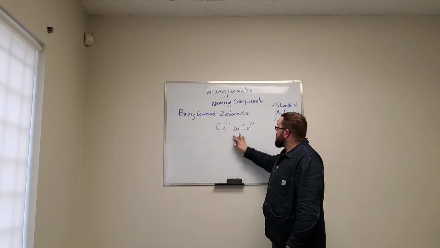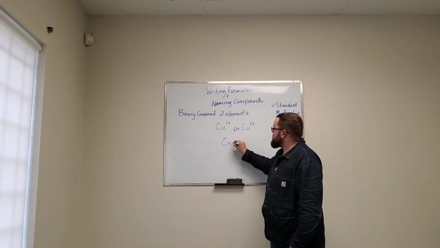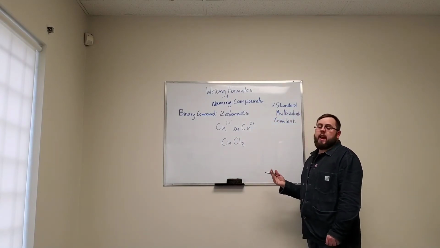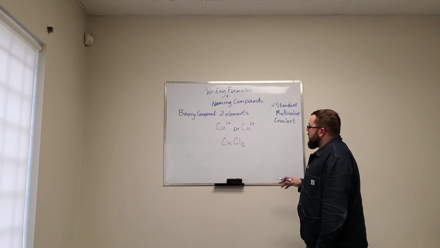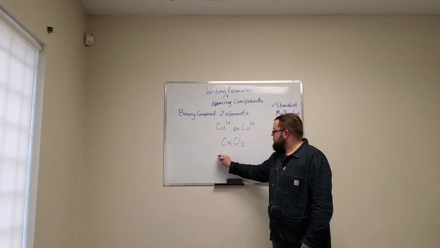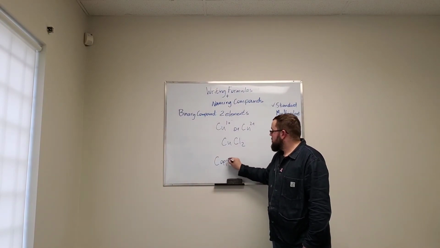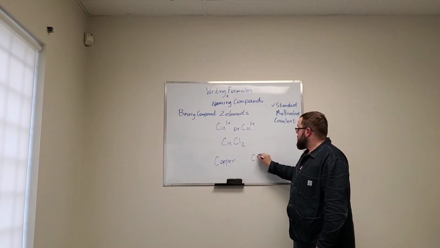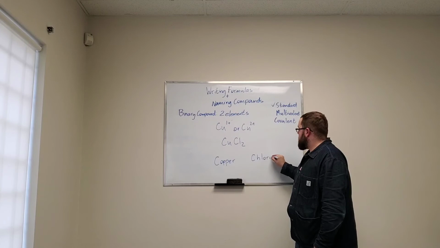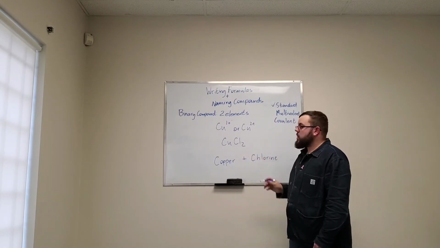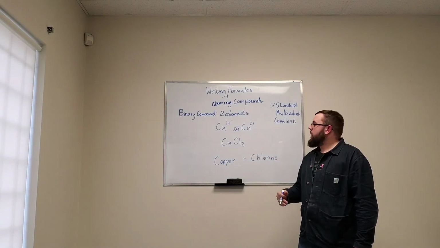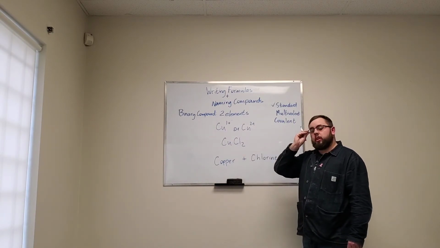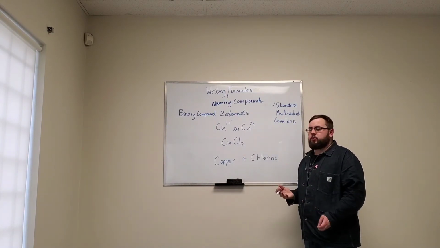So if we continue on with this one, if I say, for example, have CuCl2. Now, like I said, this is copper. And this is still chlorine. Question is, which copper is it? And in order to figure that out, we're going to have to look at the subscript of the chlorine and see what balances out the charges.